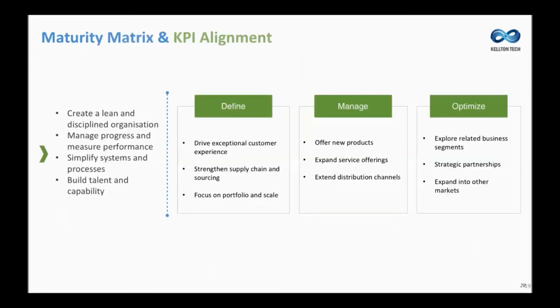Now, from the maturity matrix and the KPI perspective, these are the 3 things we always define. Whether a KPI is defined. Since it is defined, we are managing that KPI. And then eventually, we have the chance to optimize it, because based on where your current state is, you can be very strong. Let's say you are already at a level 5, which I will show you what it means.